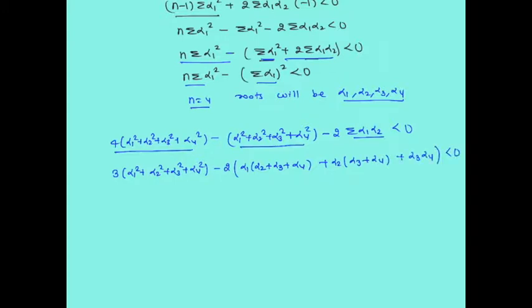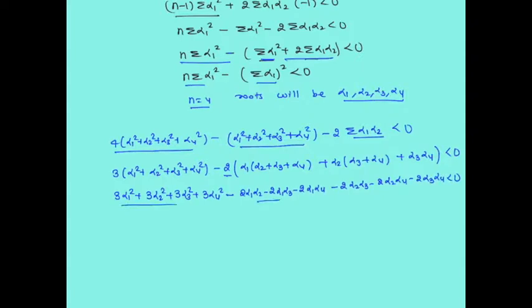less than 0. So this will come as 3 times alpha 1 square plus 3 times alpha 2 square plus 3 times alpha 3 square plus 3 times alpha 4 square. If I multiply minus inside, we'll get 2 times alpha 1 alpha 2 minus 2 times alpha 1 alpha 3 minus 2 times alpha 1 alpha 4 minus 2 times alpha 2 alpha 3 minus 2 times alpha 2 alpha 4 minus 2 times alpha 3 alpha 4 is less than 0. This equation we will try to make as perfect square.